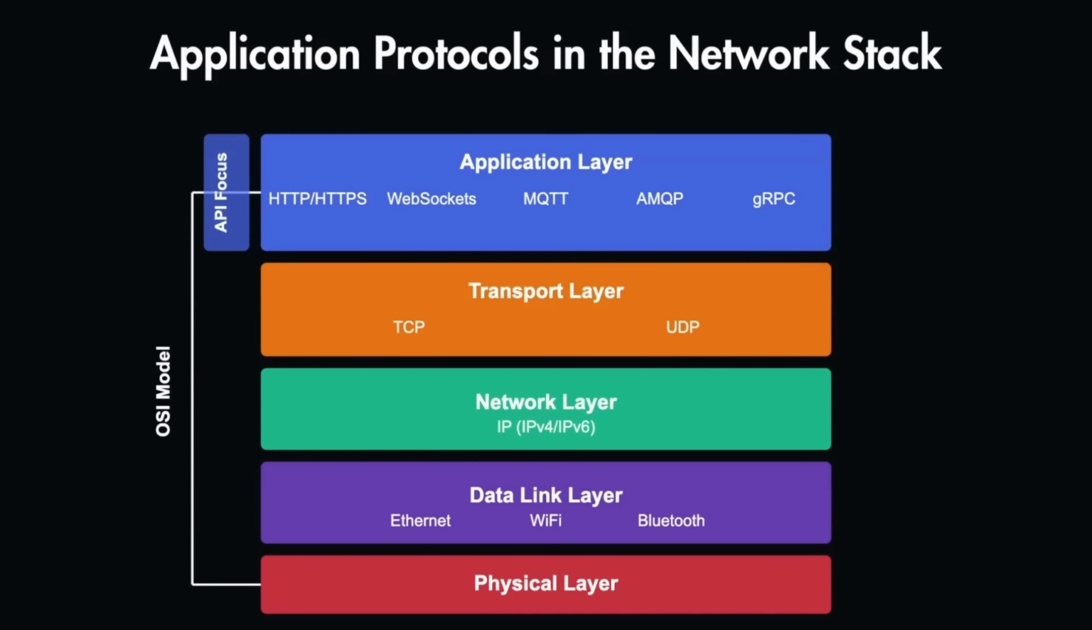Let's start by understanding the application protocols in the network stack. Application layer protocols sit at the top of the network stack, building on top of protocols like TCP and UDP, which are at the transport layer. These protocols at the application layer define the message formats and structures, the request-response patterns, and management of connections and error handling. Below that we have many other layers like the network layer, data link layer, or even physical layers, but when building APIs we are mostly concerned with the API layer protocols, which are HTTP, HTTPS, WebSockets, and so on.